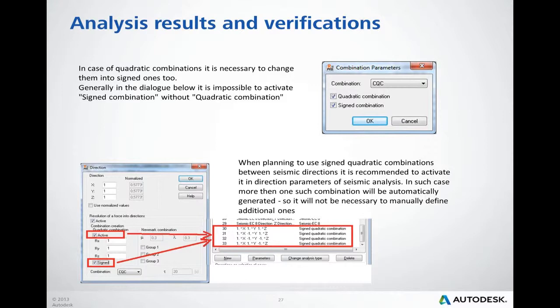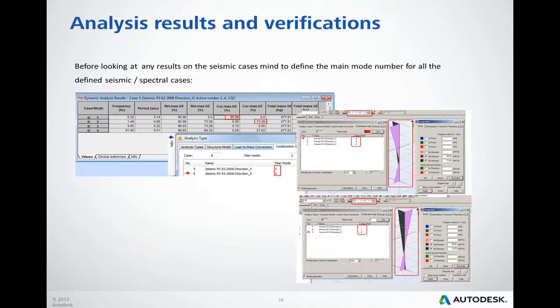Together with it, it's required to set main modes. To get correct result signs, it's required to set main modes on the Combination Sign tab of the Analysis Types window. Main mode should be determined looking at the model results and selecting modes with the highest mass participation factor for each direction.